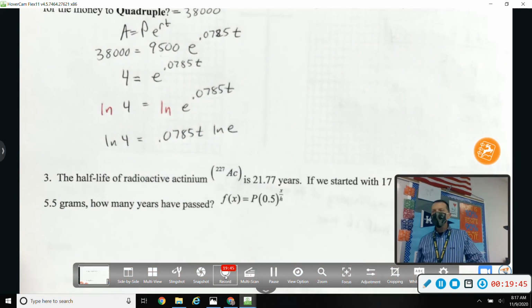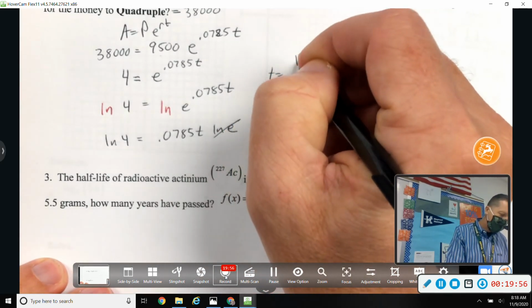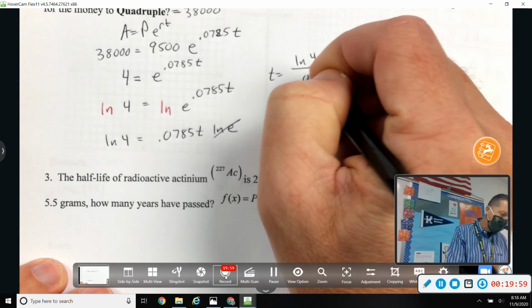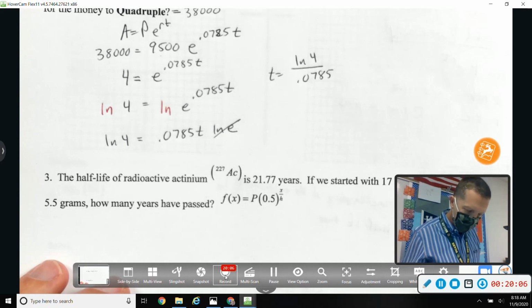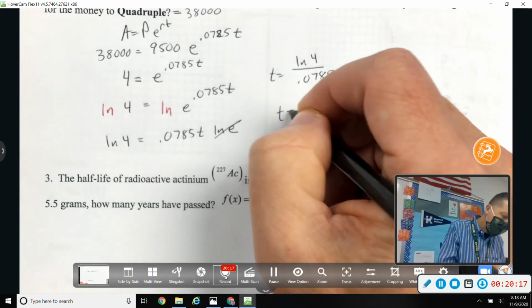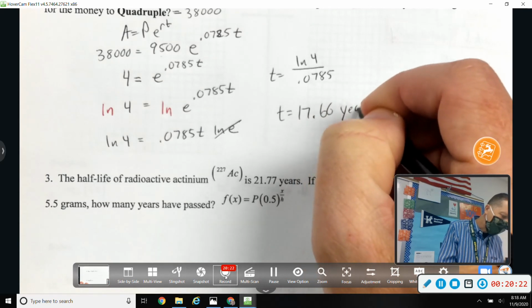Do you remember what the natural log of e is? I don't know if you do. If you don't, that's fine. You can type it in your calculator and you'll get the right answer. But the natural log of e is 1. So this one turns out to be, I don't want to say it's an easy problem, but it's an easy one to enter into the calculator. There are fewer steps. It's just natural log of 4 divided by 0.0785. So t equals 17.66 years.